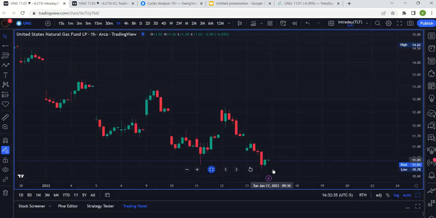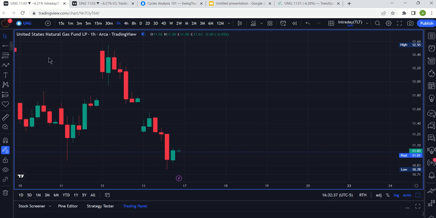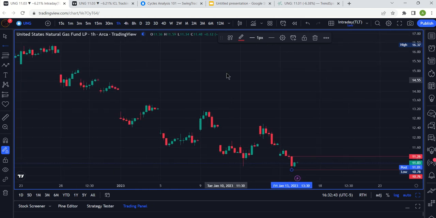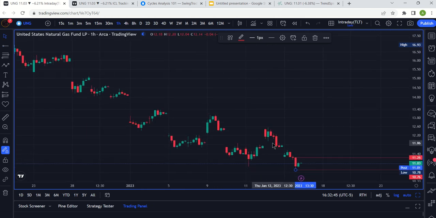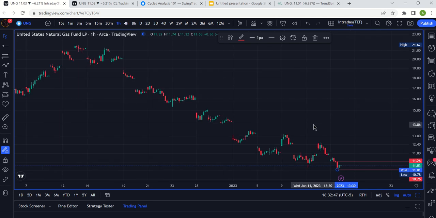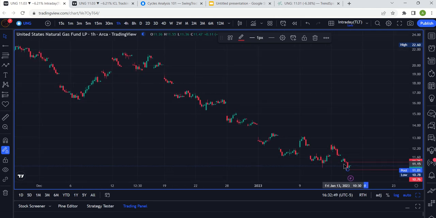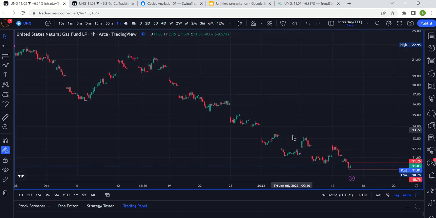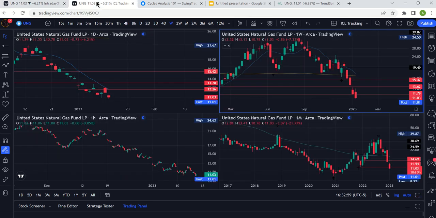What is UNG looking like? Same exact structure, just obviously different levels. In this case, that inside candle has a high of $11.26 and a low of $10.76 approximately. But again, a clean downtrend here. Clean downtrend on the hourly chart, but still kind of consolidating. You can see this is just a consolidation box. Again, it is pressing the lows though. That's important to note.